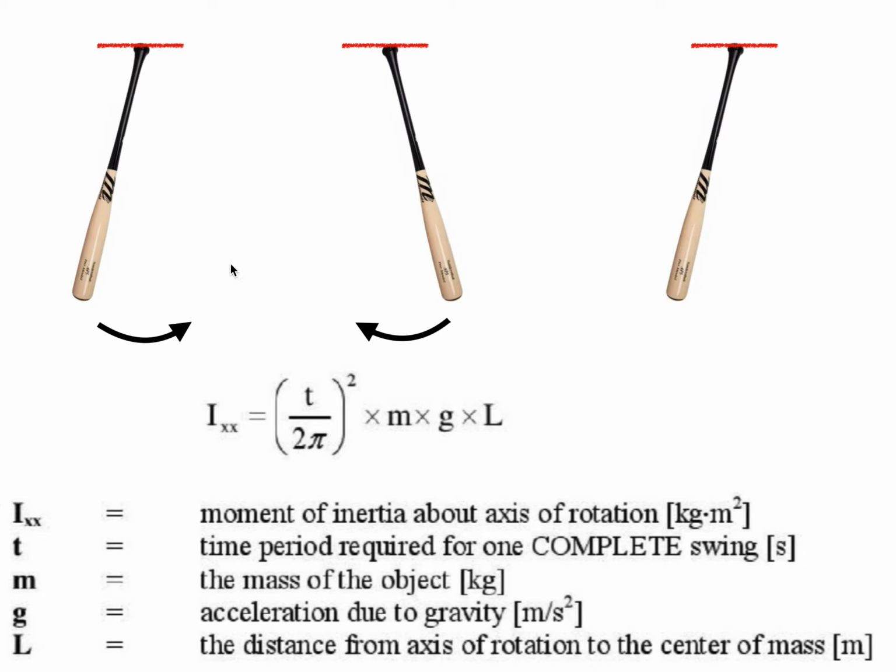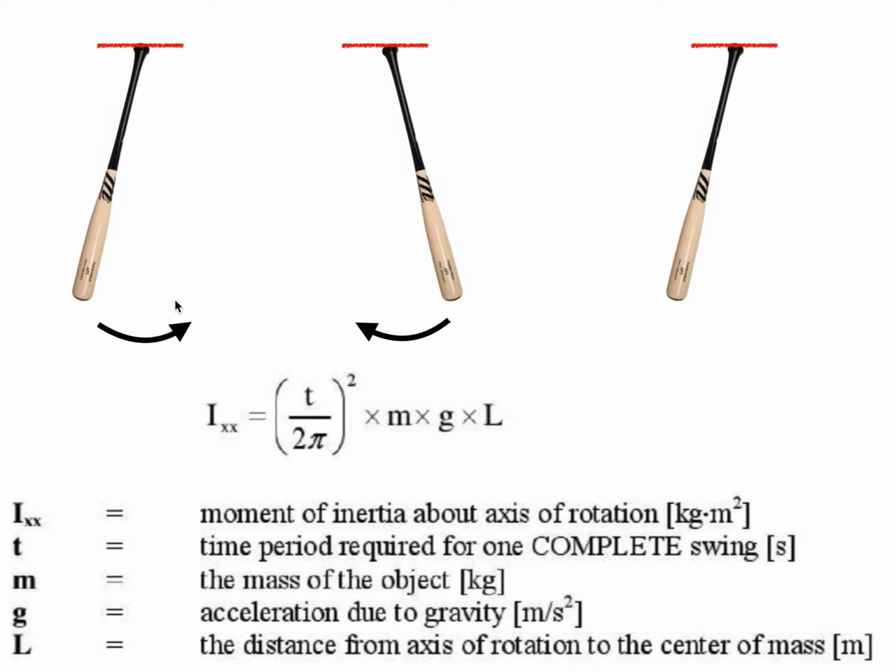So one assumption would be there is no friction at the axis of rotation. If there is friction, you cannot use this equation. So we assume it's super smooth. And the second assumption would be this is only 2D movement. So the baseball bat is only moving here on the 2D view. It's not moving inside and outside of your screen here. It's only moving on this plane.